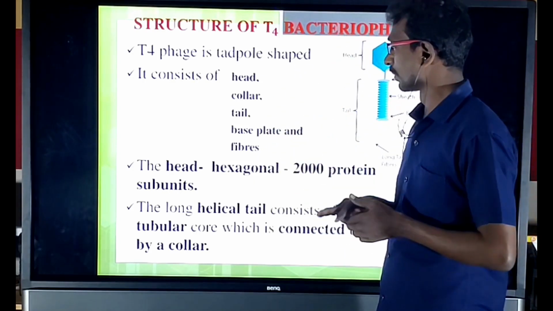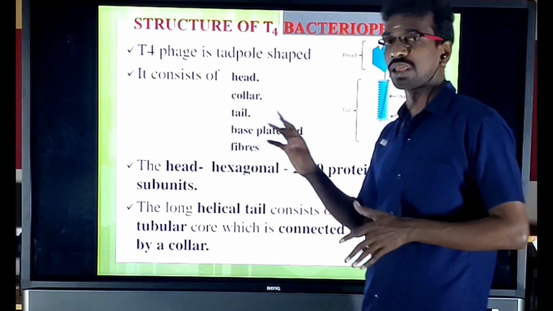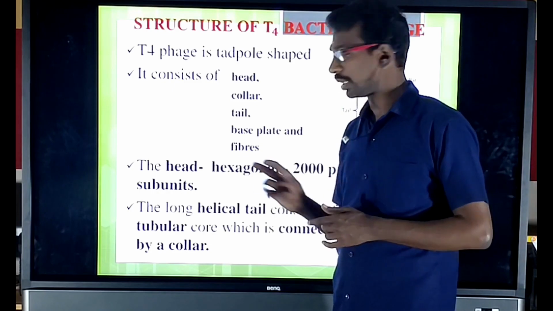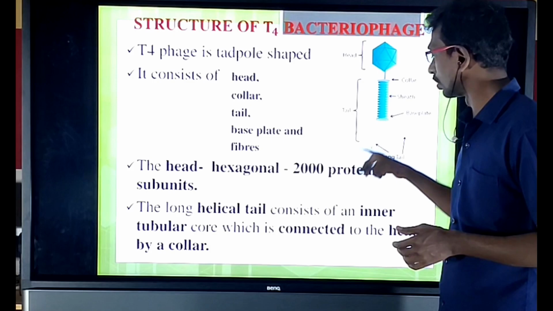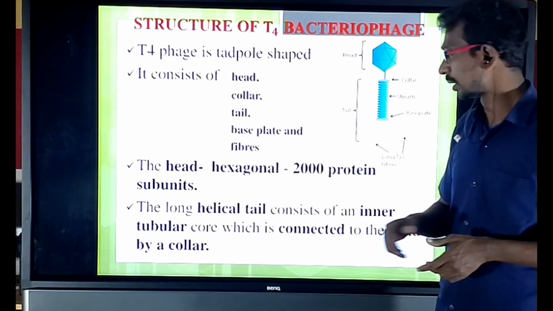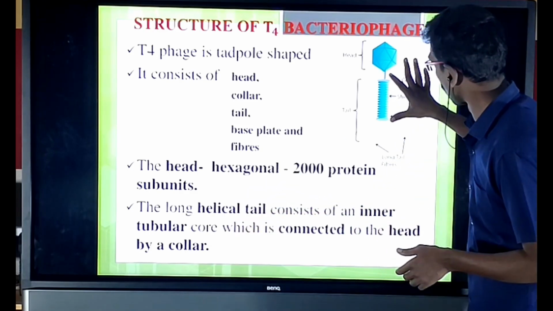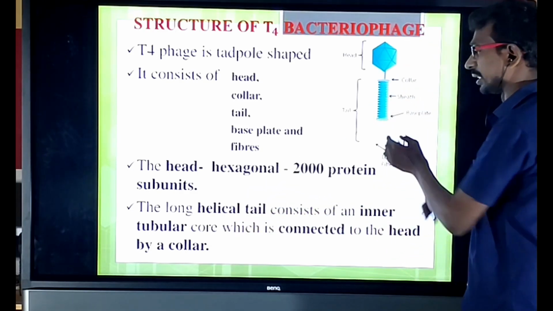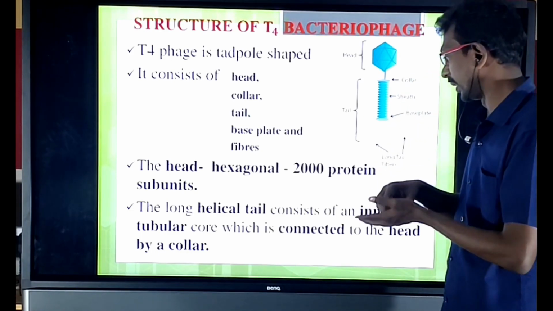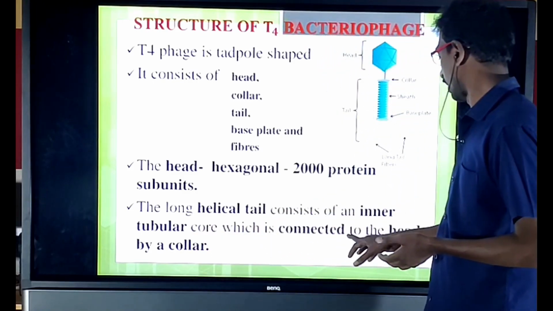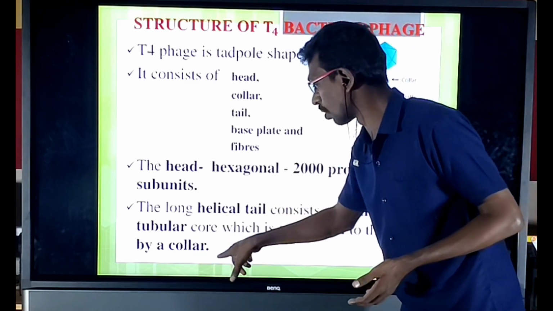The head is mostly hexagonal in shape. It is made up of 2000 protein subunits. The long helical tail consists of an inner tubule. Its center is a hollow region, an empty space. The tubular cover connects the head and the tail by the collar.